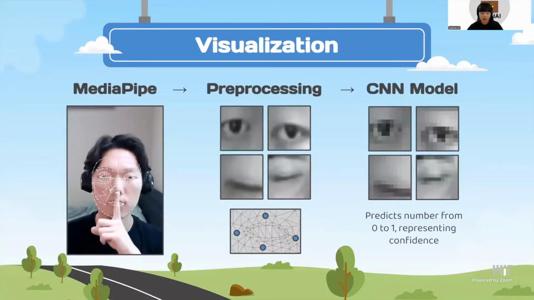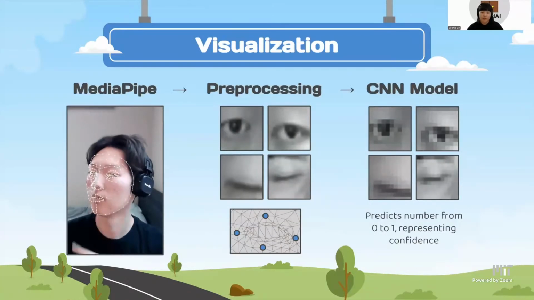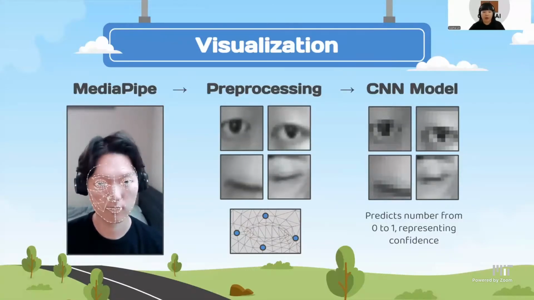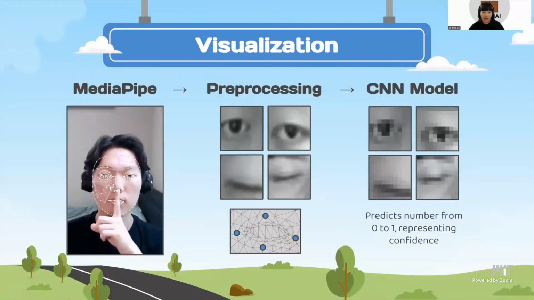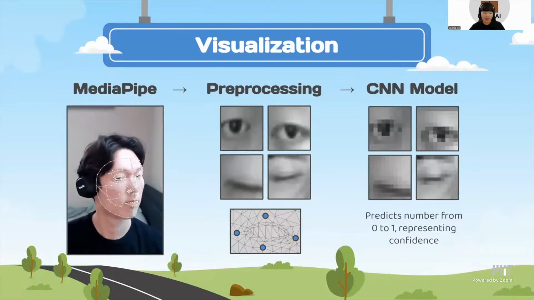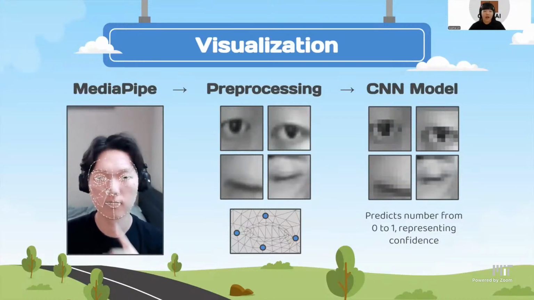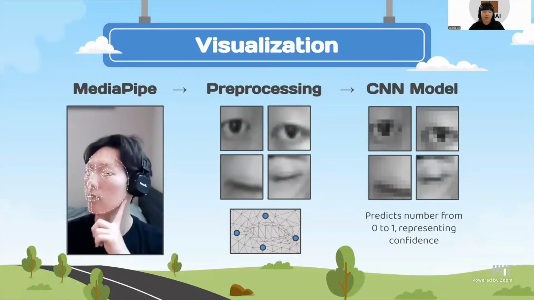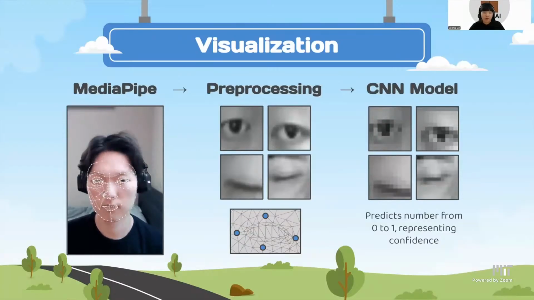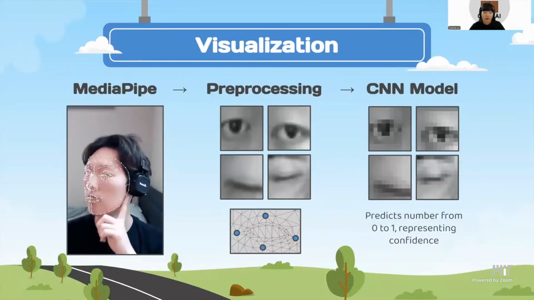Here's a visualization of the MediaPipe to CNN pipeline. For each eye, we use the inner and outer corners and the upper and lower eyelids to crop images of eyes. Using the coordinates of the eye corners, the frames are rotated so that the eyes are aligned horizontally. Before being inputted into the model, each eye image is converted to grayscale and resized to 24 by 24 pixels. The CNN then predicts a number from 0 to 1, which represents whether the eyes are open or closed and the confidence.